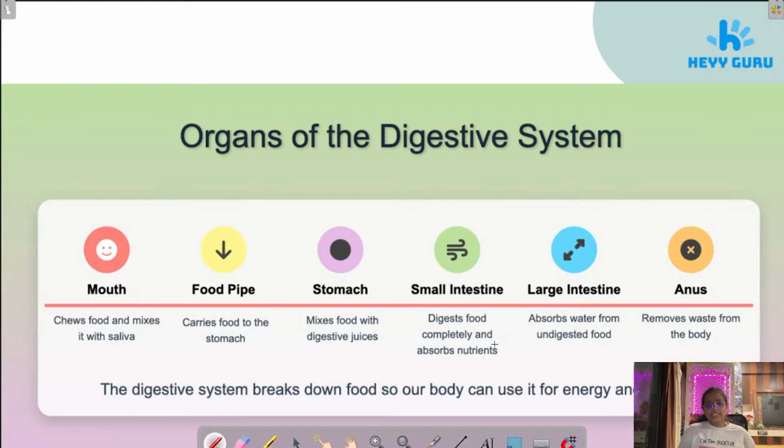Now for digestion there are lots of organs that are very useful. Before that, do you all know what organs are? Yes, do you all know what organs are? You can type in the chat box. I'm waiting. Yes, I can see the text.